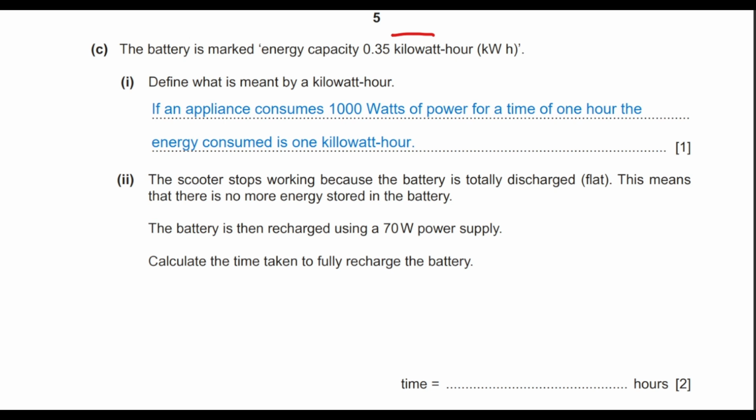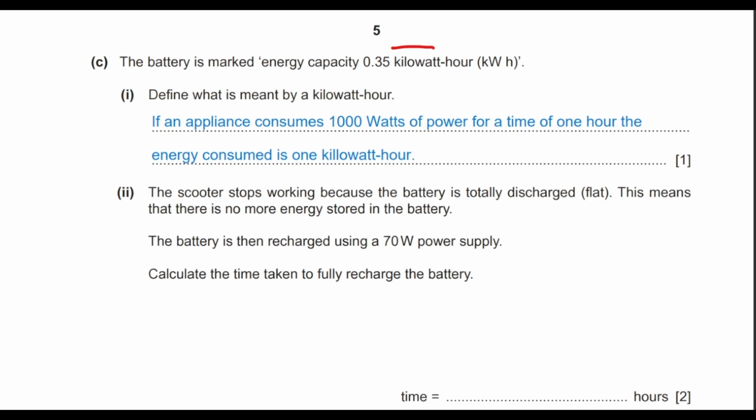Now, whenever you encounter units in physics, you just have to put a value of 1 in their respective formulas. So kilowatt hour would mean you have to define 1 kilowatt hour. So if an appliance uses 1000 watts of power, again 1 kilowatt written as 1000 watts, in a time frame of 1 hour, then the energy consumed will be 1 kilowatt hour.